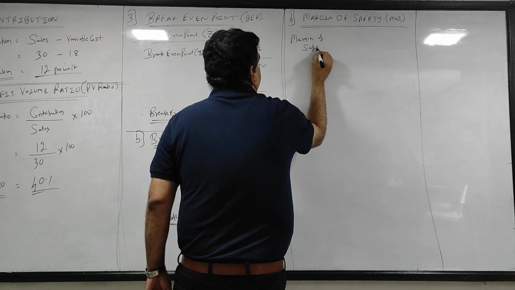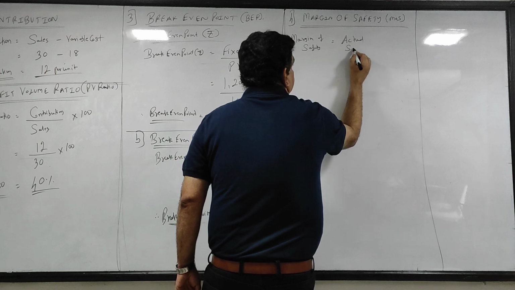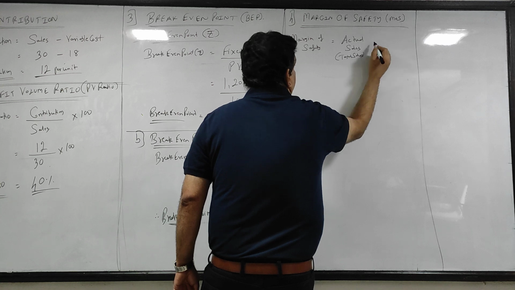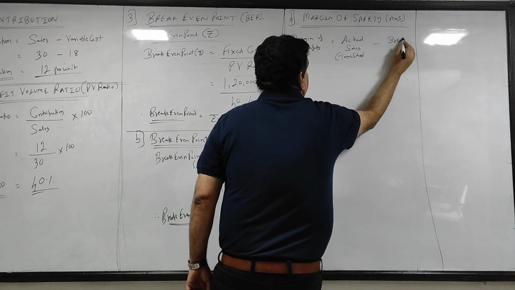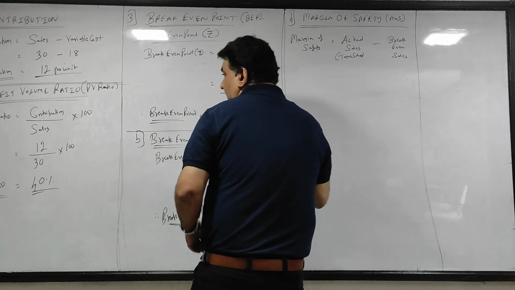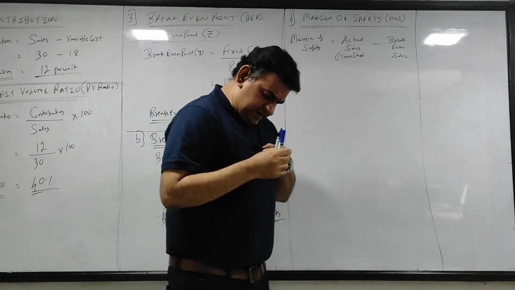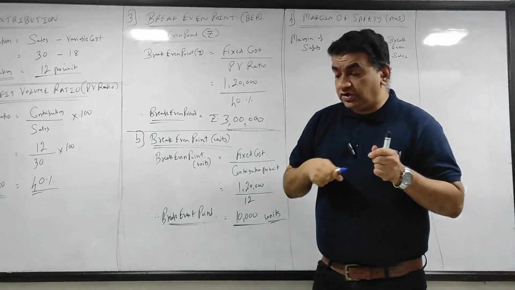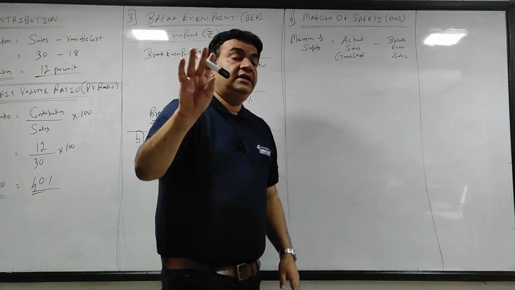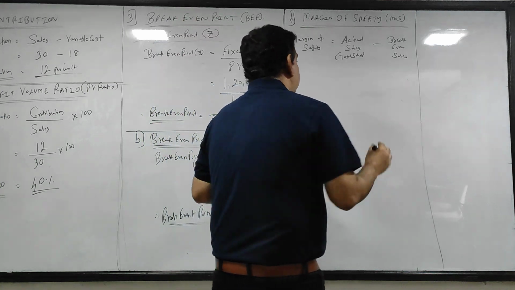Margin of safety is equal to actual or total sales minus break even sales. Now see, let me substitute, then I'll show you the logic.